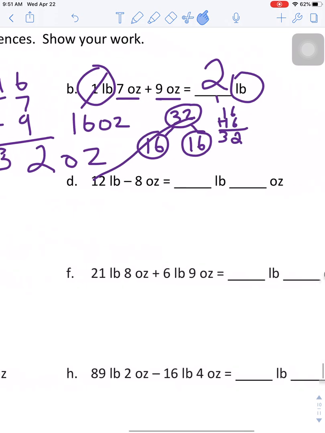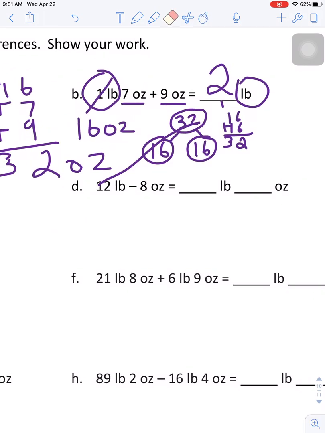Let's move on to another subtraction problem. I'm going to erase a little bit of this, give myself a little bit cleaner workspace here.